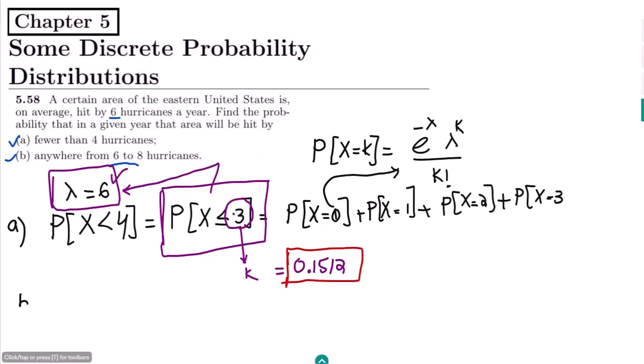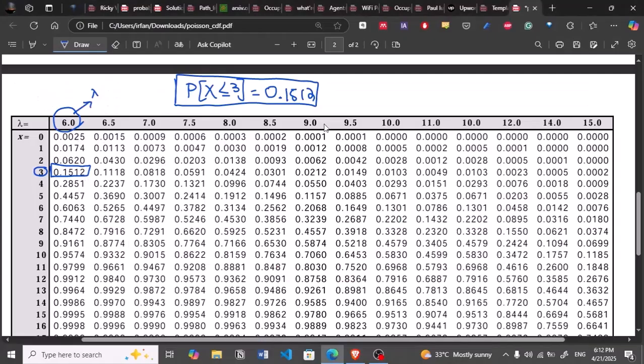In part B, we have to find the probability that it is anywhere between 6 to 8, meaning x is greater than or equal to 6 and less than or equal to 8. Let me move to the same page in the table. This is the similar one, and here we have to find that x is greater than or equal to 6 and less than or equal to 8.